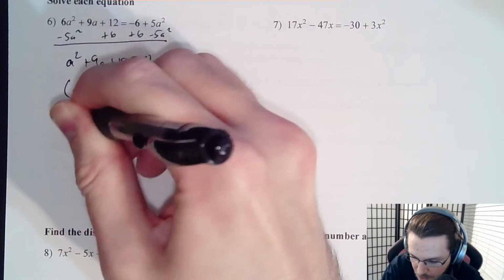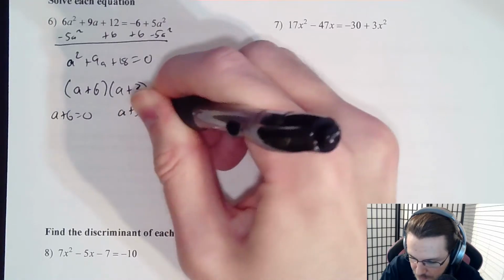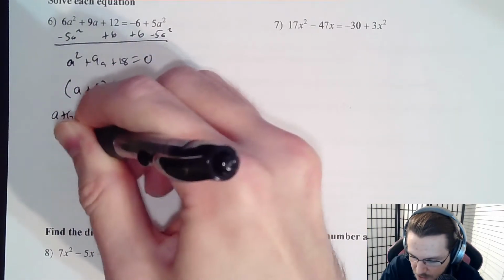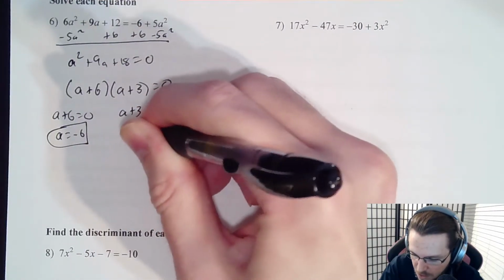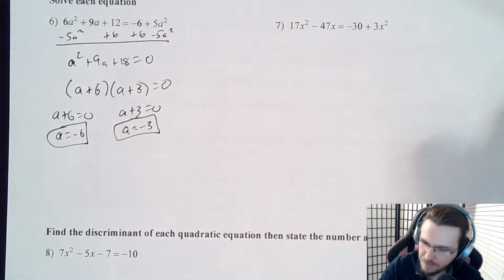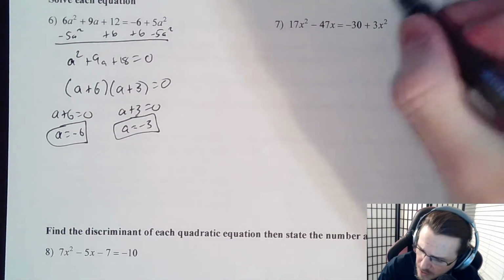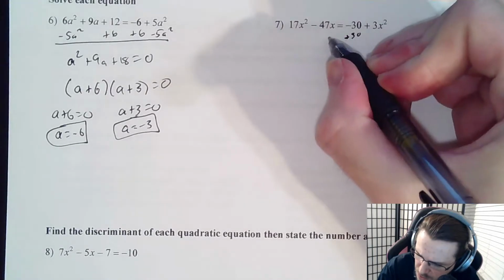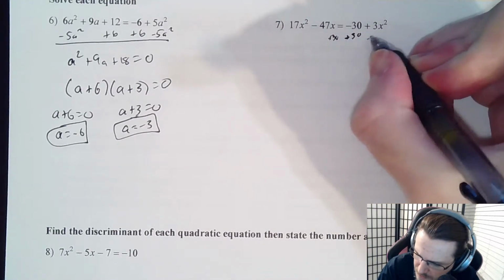Zero product property. Subtract 6 on both sides. Subtract 3 on both sides. Done.